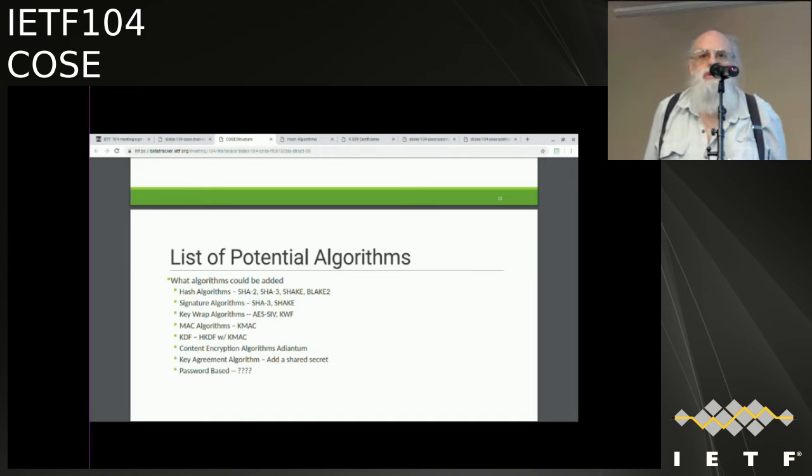That's one of the reasons why I put KMAC on the list, I think it's interesting. In terms of the key wrap algorithms, the KWF one I put on there, I don't know that anybody knew what it was. I didn't until the middle of February when I was trying to find something else, and I ran across it. This is a hash-only key wrap algorithm.